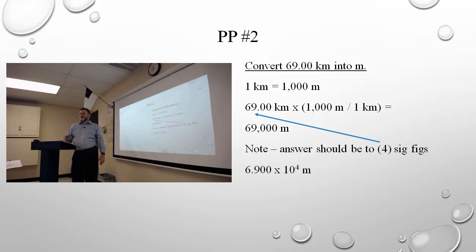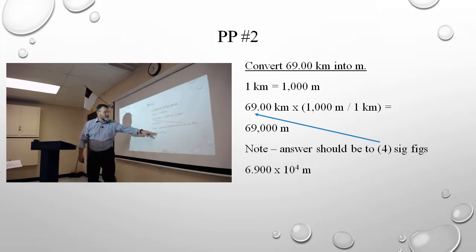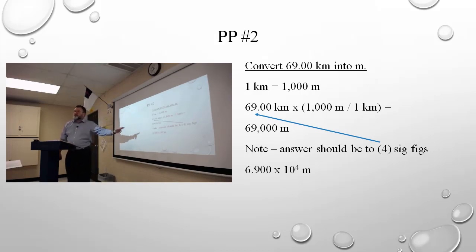Scientific notation. I'll write this as 6.900. I put the 2 zeros in there because I have to have 4 significant figures. If I needed 5 significant figures, what would I put in there? 6.9000. And if I needed 6, 6.90000. I will add zeros so that every significant figure is represented in the portion of the scientific notation prior to the multiplication sign.